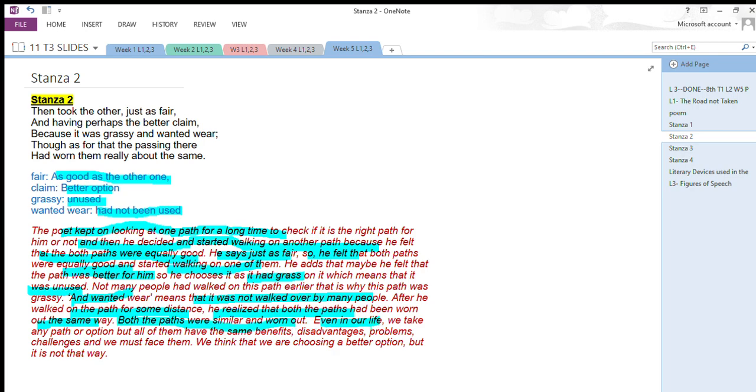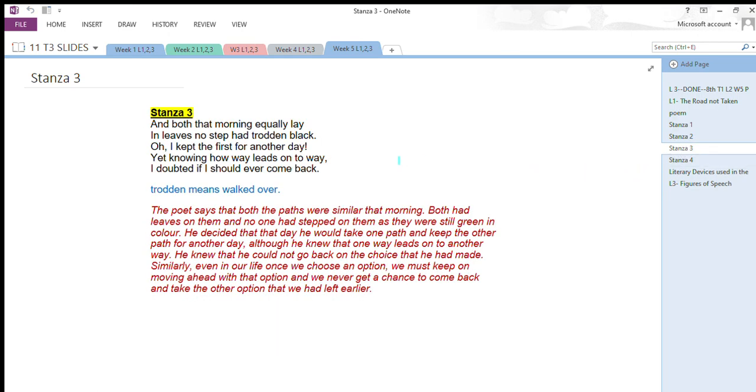Even in our life, see, here the poet wants to tell us that in our life also we take any path or option, and we think that this path is quite easy, but maybe that path turns out to be full of disadvantages or problems, or might be full of benefits. So we have to face challenges, we have to take risks in our life. We think that we are choosing a better option, but it is not that way. Okay, once you take the action, you feel whether your choice is good or bad.